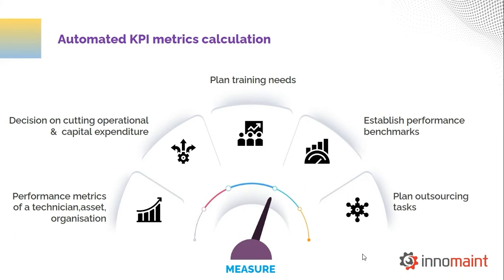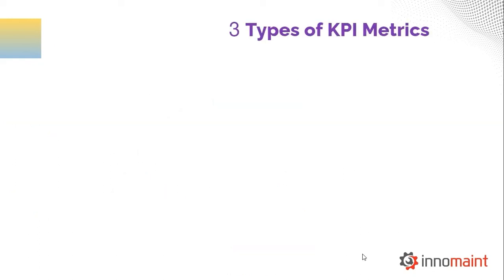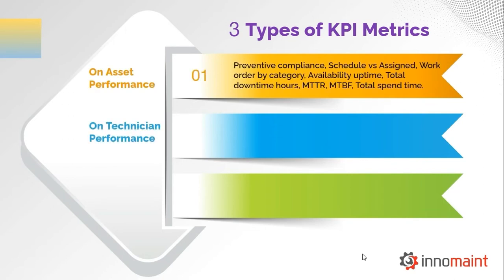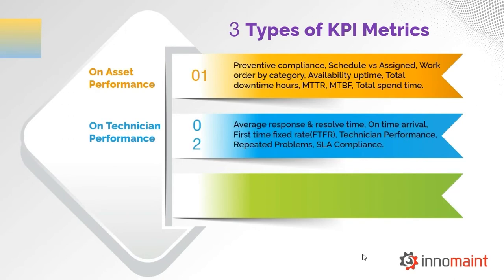Next one is planned outsourcing tasks. By seeing the technician's attendance and their engagement, you can actually plan the outsourcing tasks as well. So for the KPI, there are three types of KPI metrics. We have three areas for which we are going to measure the KPI metrics. The first one is for the asset performance, the second one is for the technician's performance, and the third one is for the budget.